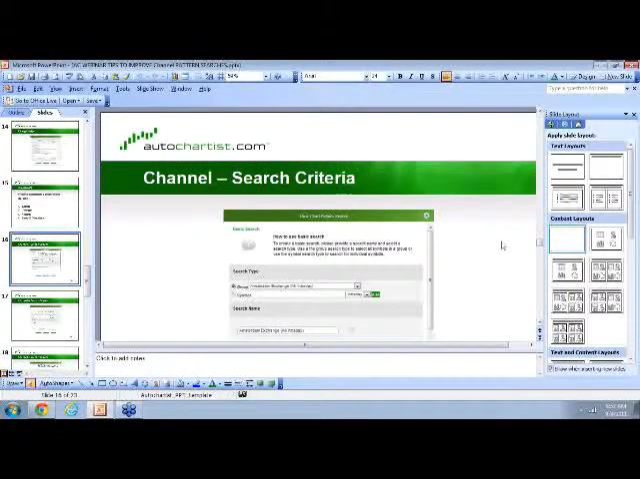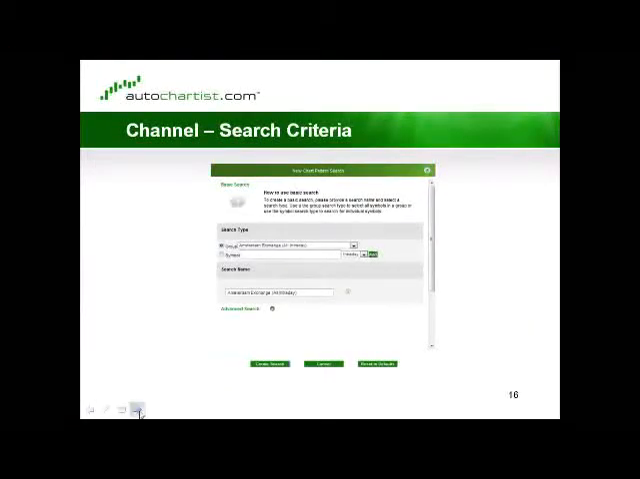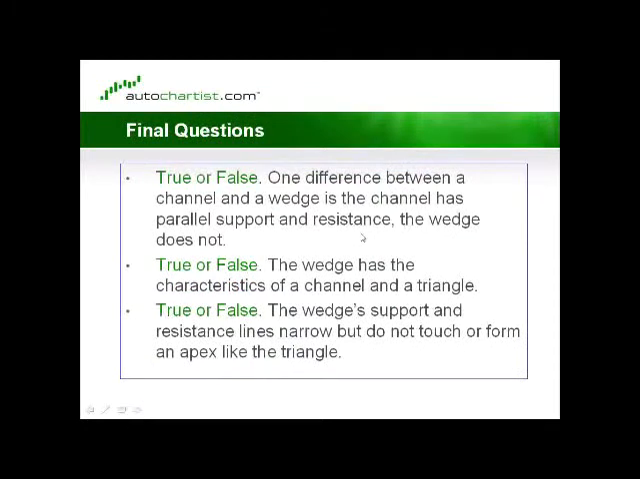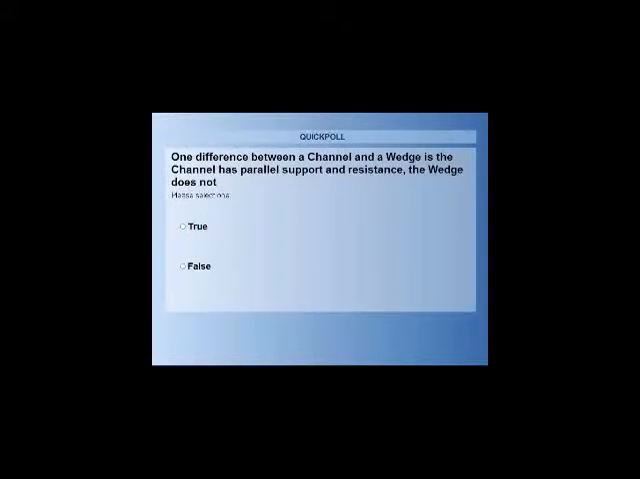All right, I will answer some questions, and I also have one more bunch of questions here at the end of my presentation. True or false, one difference between a channel and a wedge: the channel has parallel support and resistance, the wedge does not. Let's see if we can answer that question. True, 80%. Well, that's a good turnout too. Very high score, and that's a very good score.